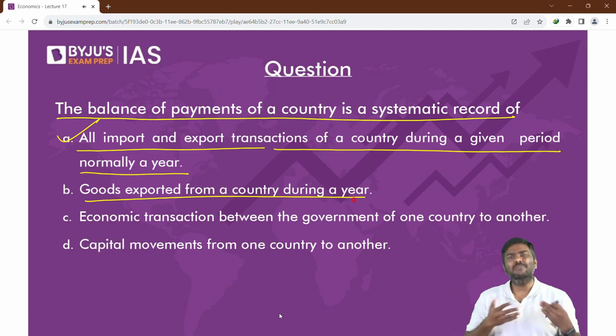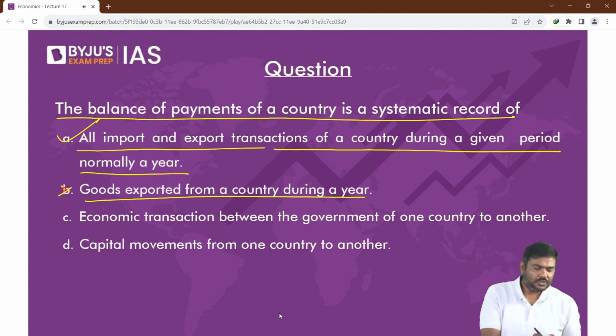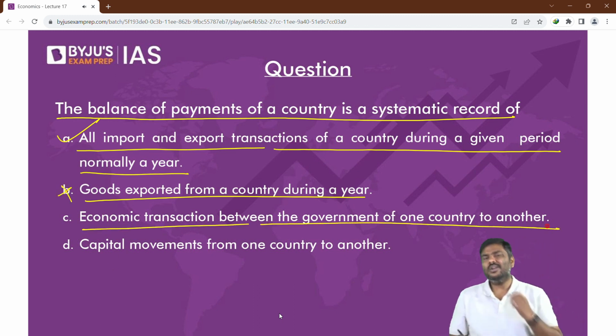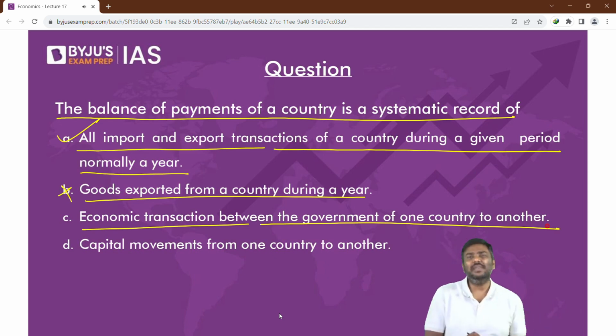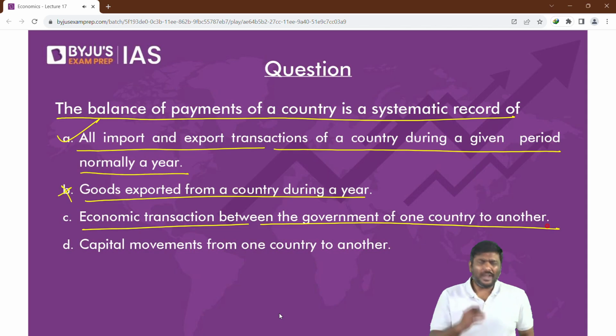Goods exported from a country during a year. Please tell me, is it balance of payment? If I export goods from India, is it balance of payment? No, it is part of balance of payment. It is just a part of balance of payment. Right? So B is wrong.